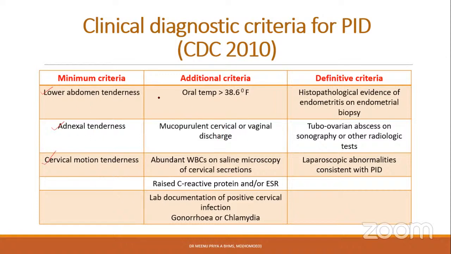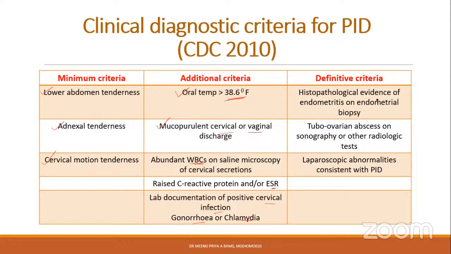This should be there. And along with this, if there is oral temperature more than 38.6 degrees, and mucopurulent cervical or vaginal discharge, these are all additional criteria. It is not necessary that these have to be there, but the minimum criteria should be there. And then abundant WBC on saline microscopy of cervical secretions, raised CRP or ESR, and laboratory documentation of positive cervical infection with gonorrhea or chlamydia.